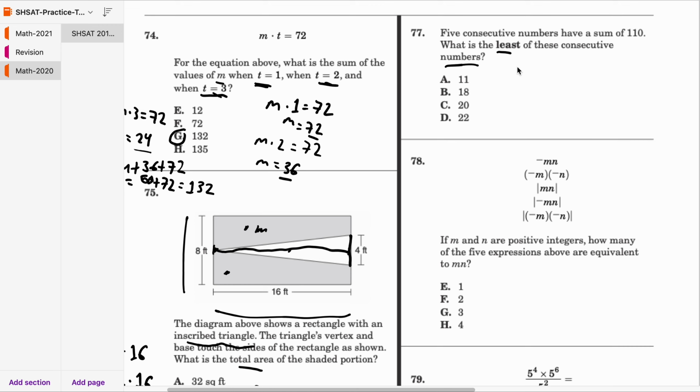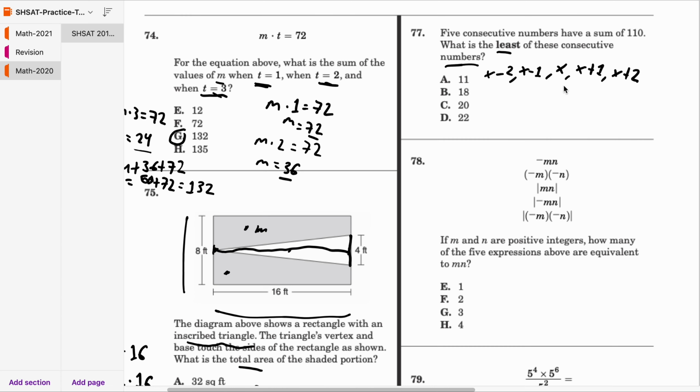So if 5 consecutive numbers have a sum of 110, what I'm going to do is say that the middle number is x, right? So then there are going to be two numbers greater, x plus 1 and x plus 2, and then two numbers less, x minus 1 and x minus 2, right? So those are 5 consecutive numbers.